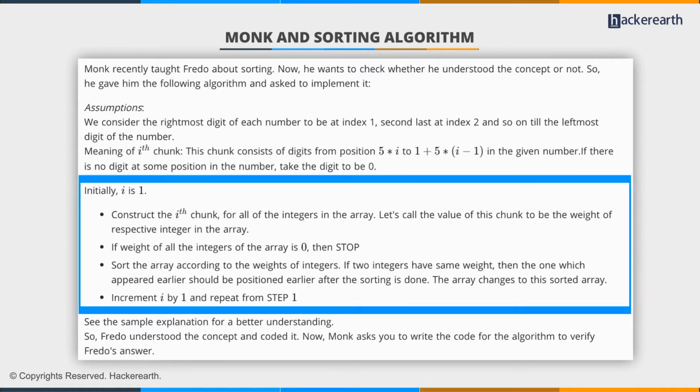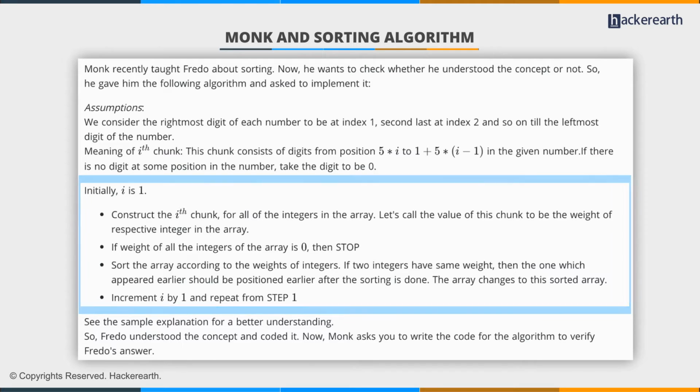Initially, we're given that I is 1, so according to the algorithm, we first construct the ith chunk for all the integers in the array. So, let's say that the value of this chunk is equal to the weights of the respective integers. That is, if the chunk is 1, 2, 3, 4, 5, its value will be 12,345. If weights of all the integers of the array equal 0, then stop. This means that all the chunks have size 0 or all the chunks have value 0.